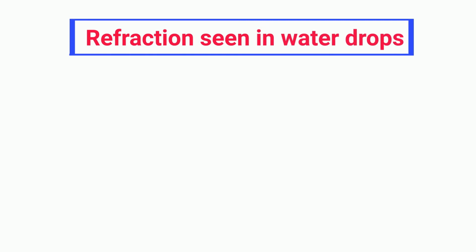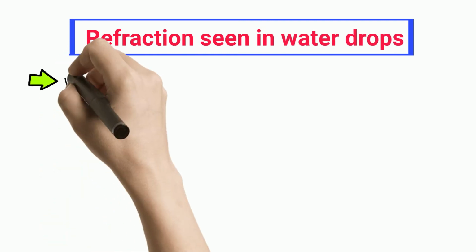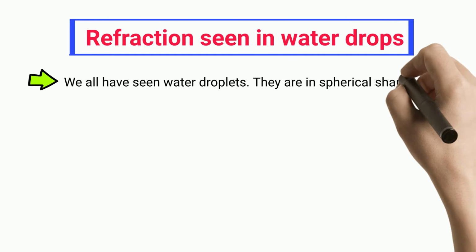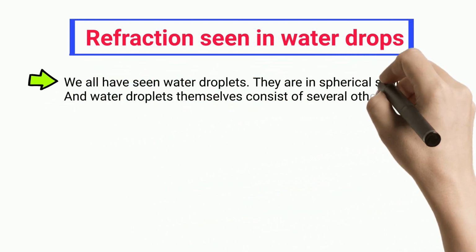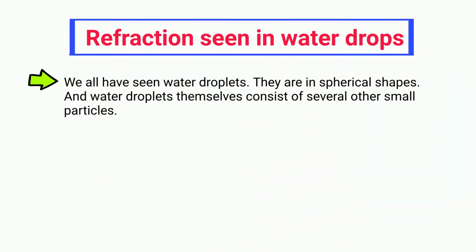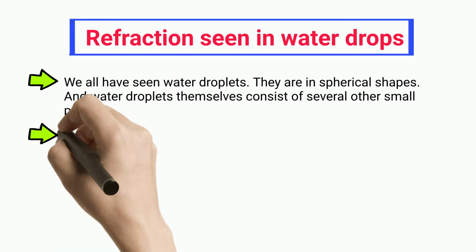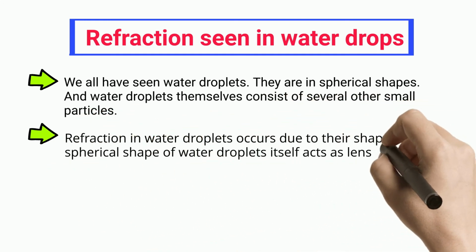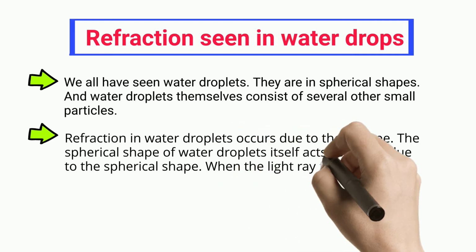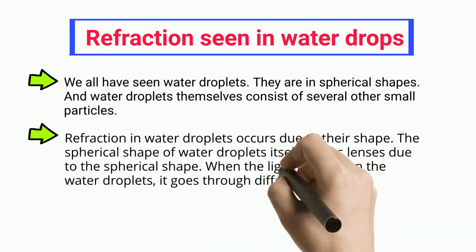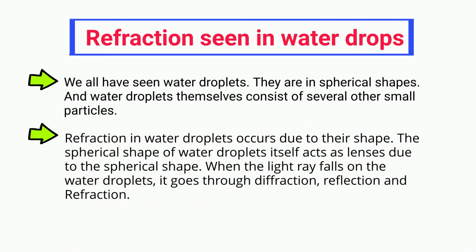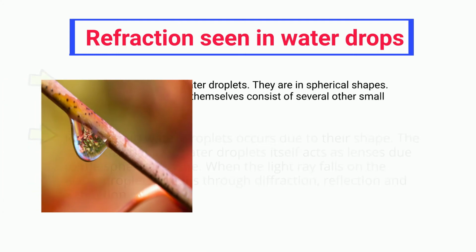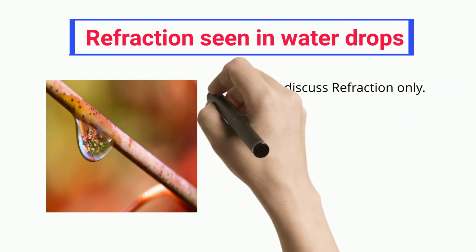Refraction seen in water drops. We all have seen water droplets. They are in spherical shapes. And water droplets themselves consist of several other small particles. Refraction in water droplets occurs due to their shape. The spherical shape of water droplets acts as a lens. When the light ray falls on the water droplets, it goes through diffraction, reflection, and refraction. Here let us discuss refraction only.